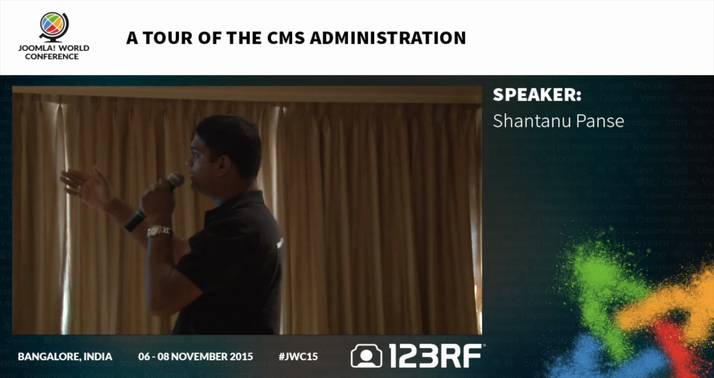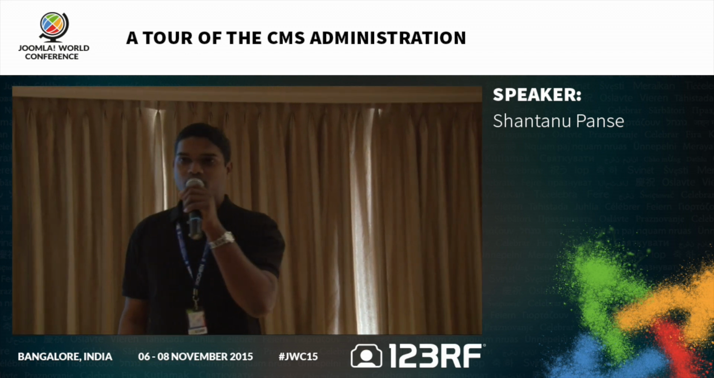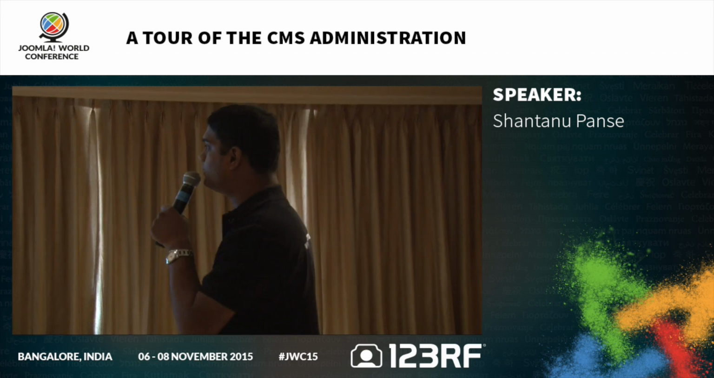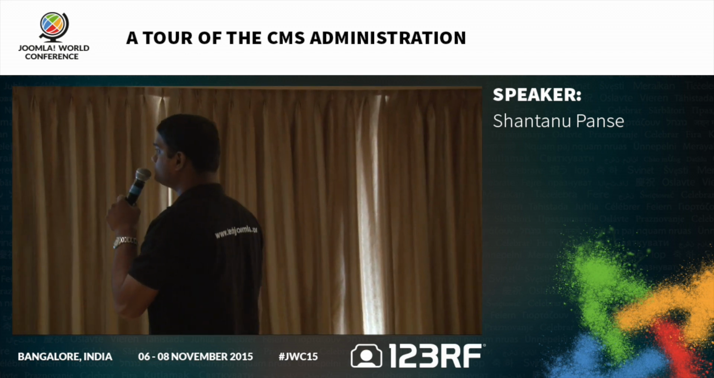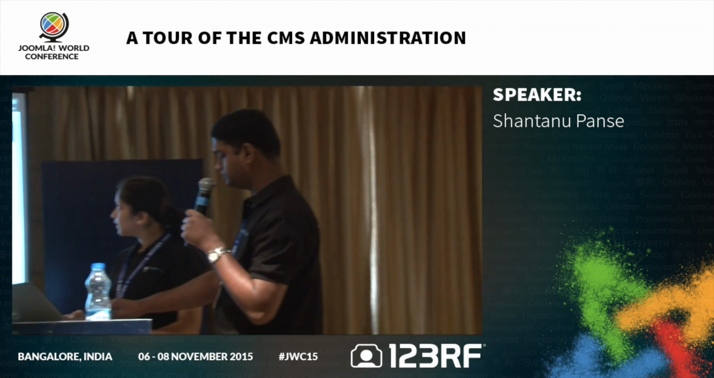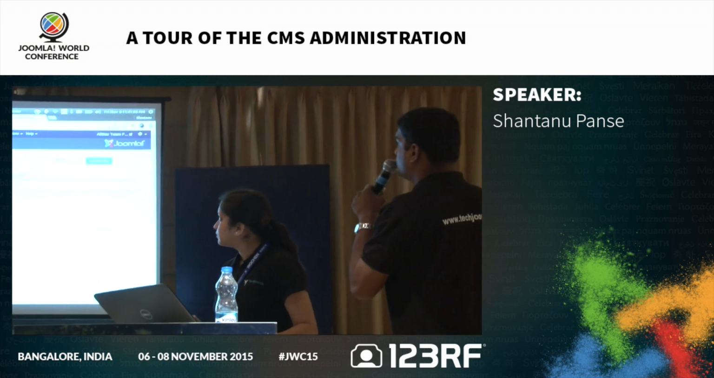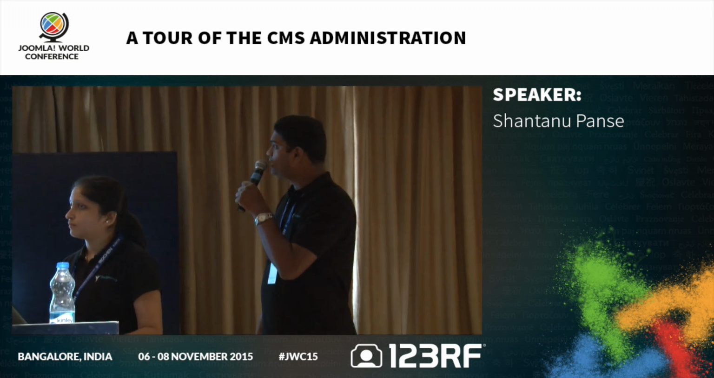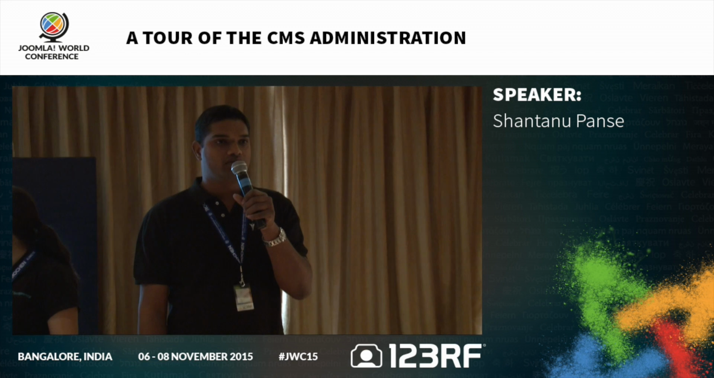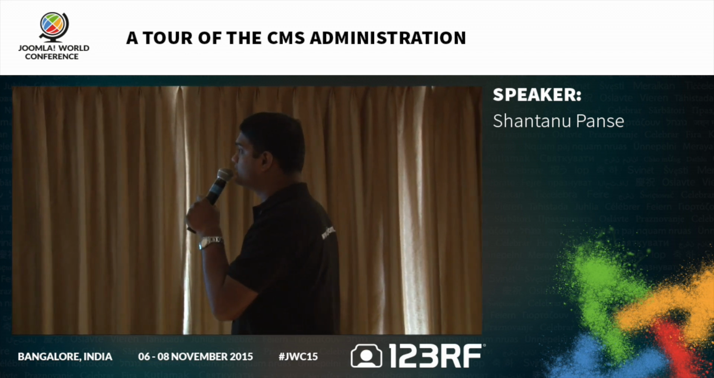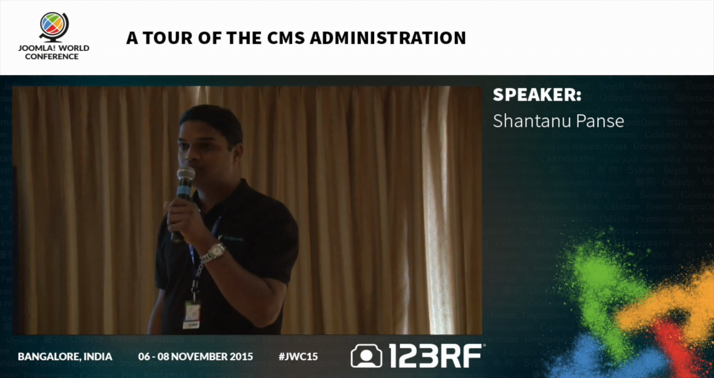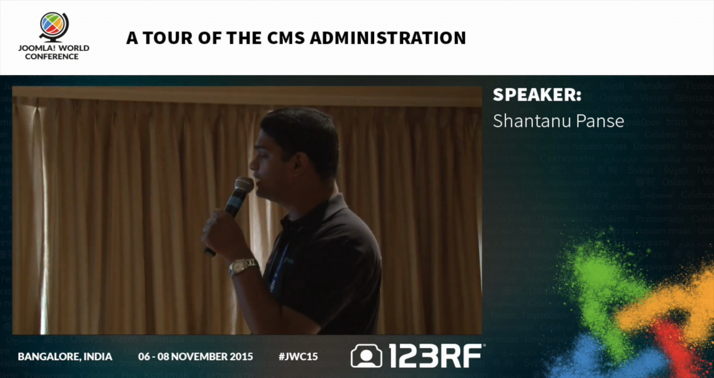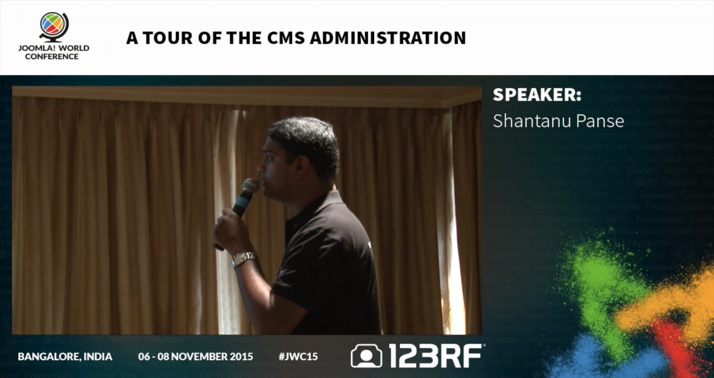So let's start with the content tab. Content is the tab where you can manage all the related activities. So let's click on content. In the content we have the article manager, category manager, featured articles, and the media manager. Let's go one by one. The first is the category manager. The first step in Joomla to manage the content is to create the category. So let's go with the category manager.